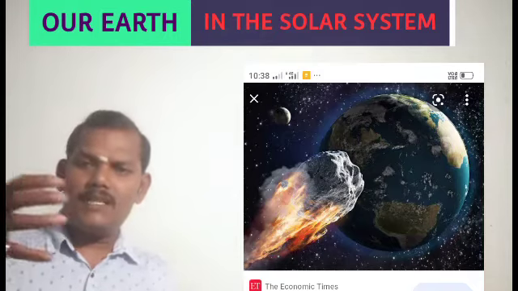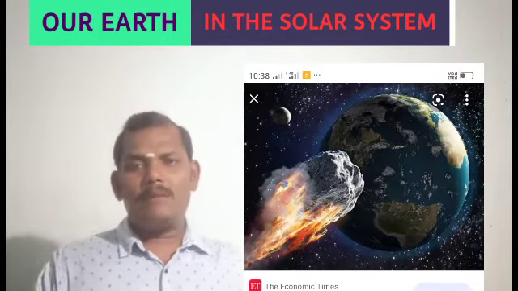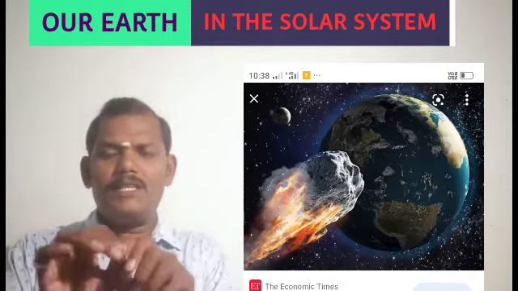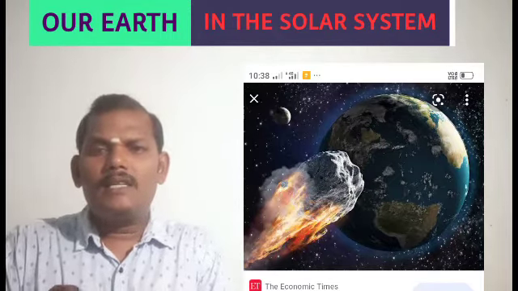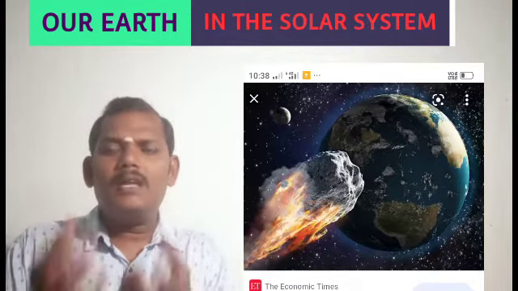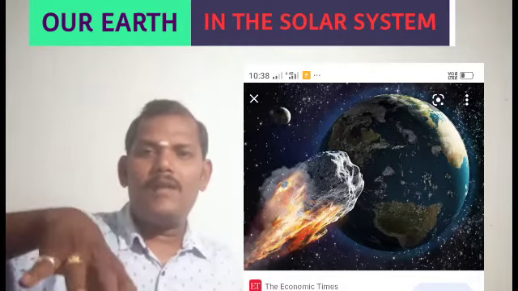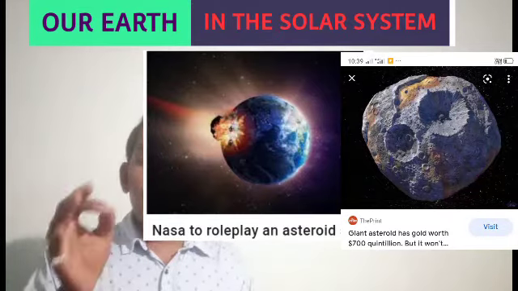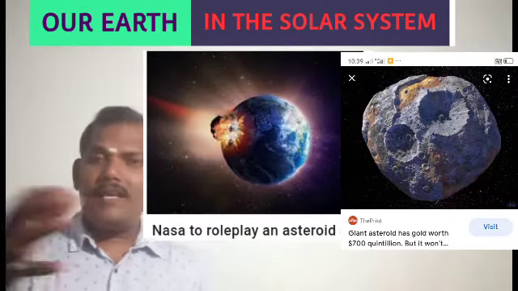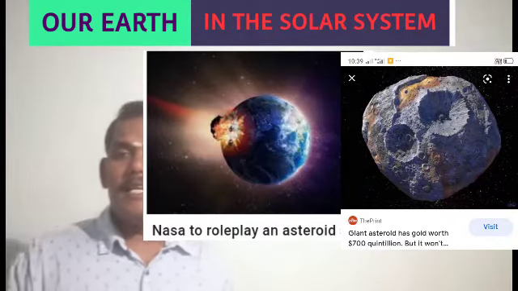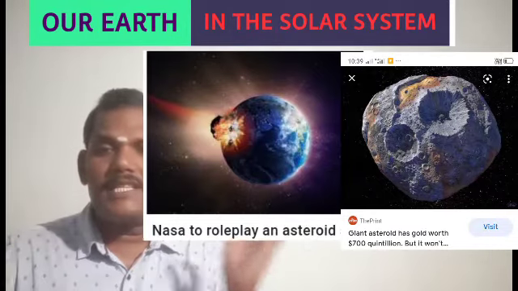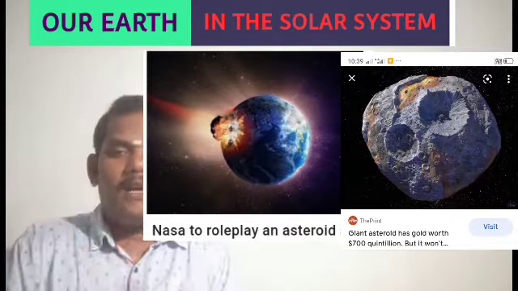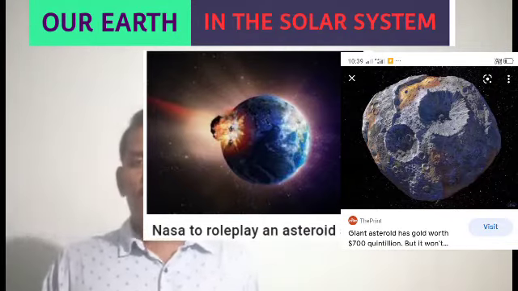Sometimes a meteoroid is not completely burnt, and the remaining material drops on the earth. That is the dangerous thing. When it drops on the earth, it causes great destruction in the particular area where it falls.